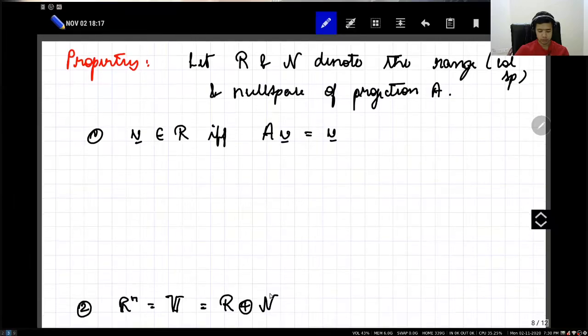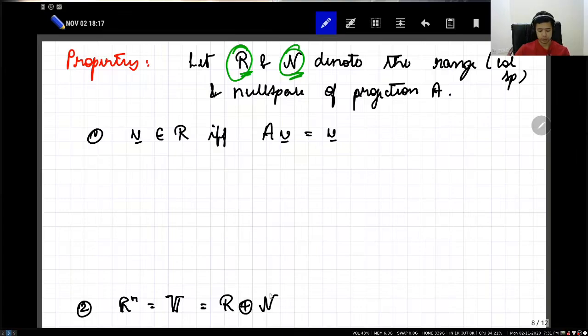So now let's see some properties of projection matrices. Suppose that calligraphic R represents the range of a projection matrix A, and calligraphic N represents the null space of the projection matrix A. We'll prove some properties about A, R, and N.